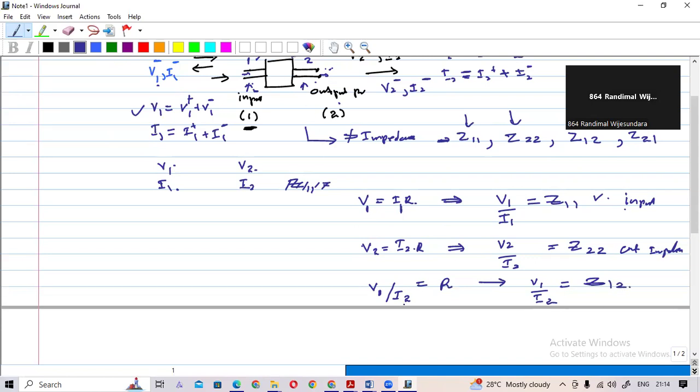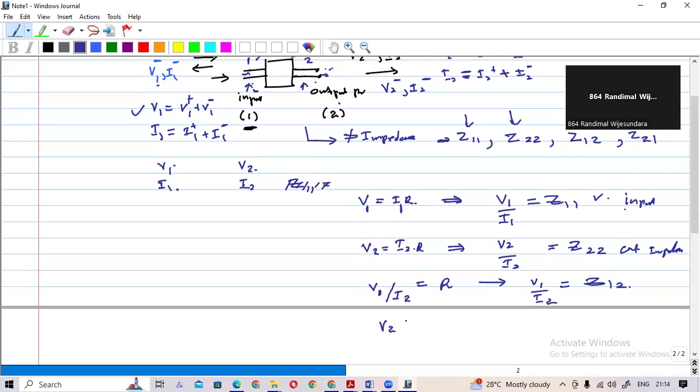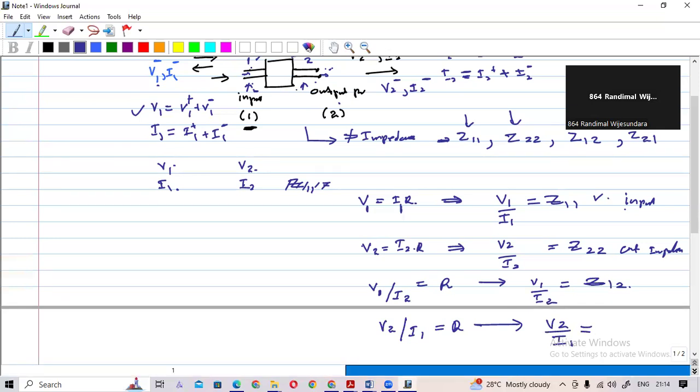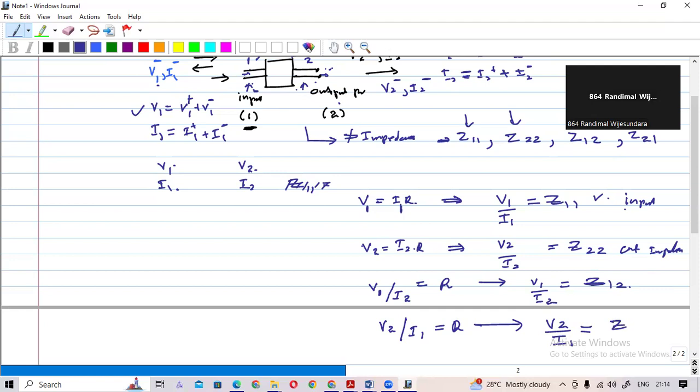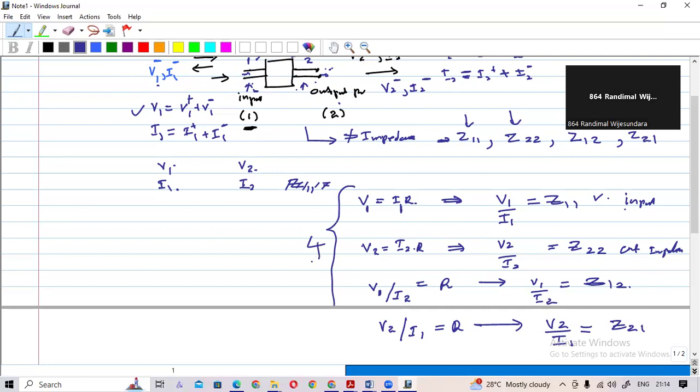In the same manner, if you consider port 2 voltage and port 1 current, that is also an impedance. That is V2 divided by I1, the 2 to 1 impedance. So using these voltages and currents, we can define four impedance values.